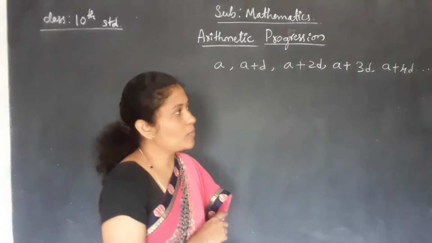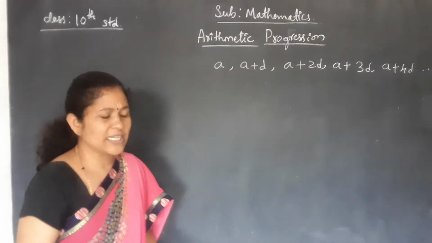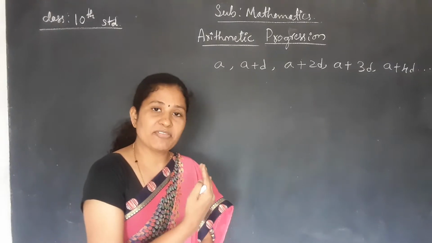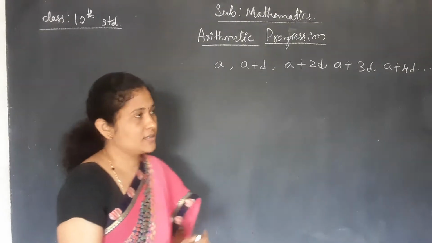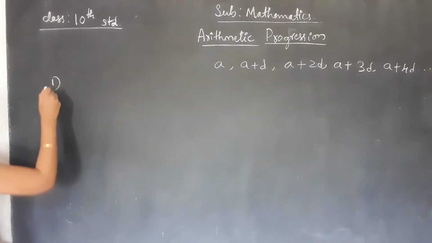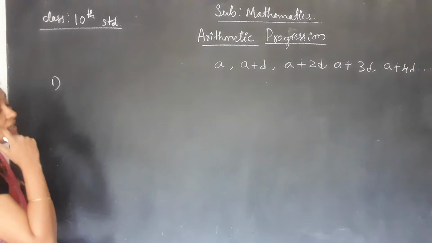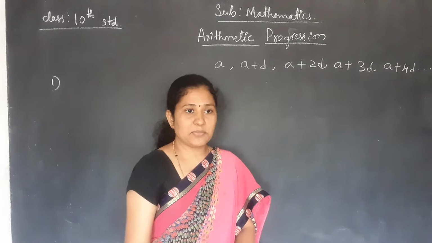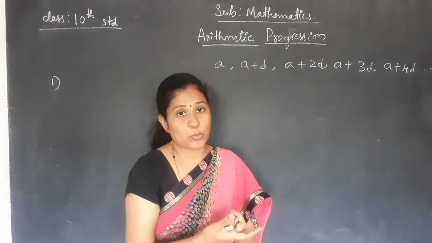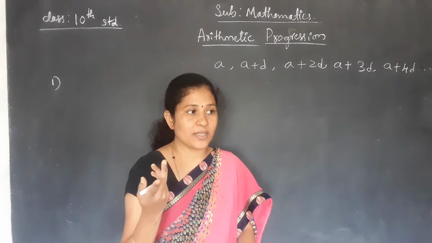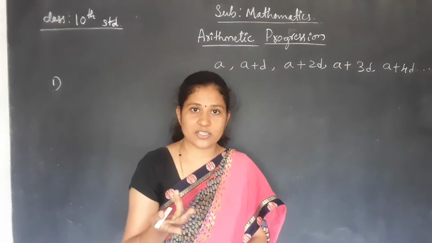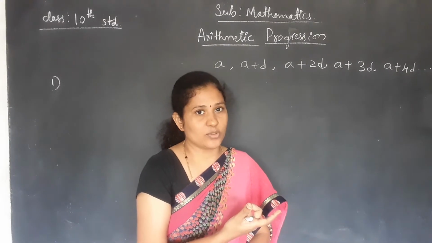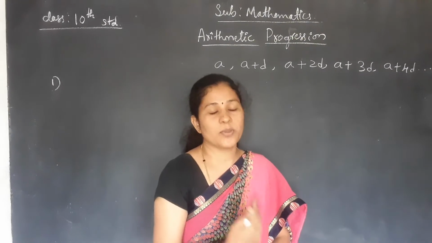I will solve some simple problems. Let me consider some APs, that is arithmetic progressions, and let me find out the common difference. Remember here I have written plus D, plus 2D. It means the common difference is not always positive. It may be negative, it may be 0, or it may be a fraction or decimal. Let me solve some of the problems, you'll get the idea.